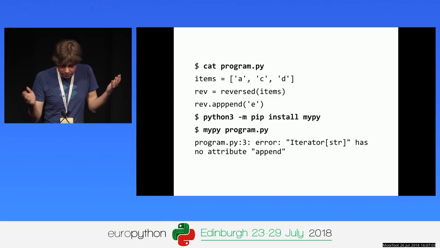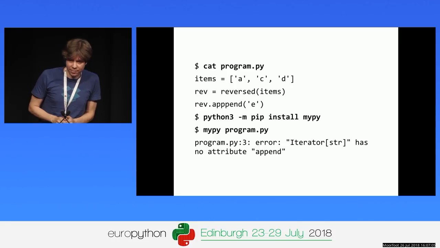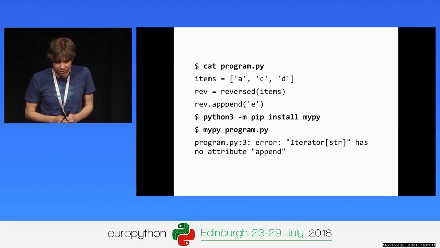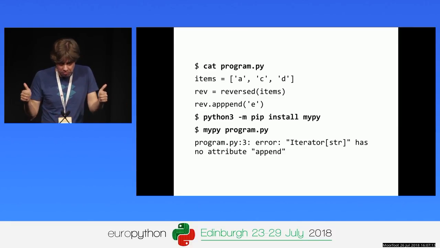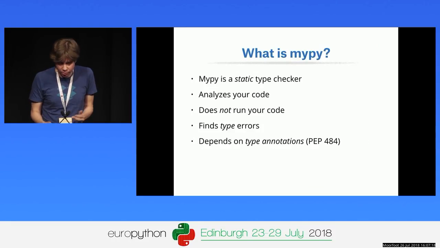And actually, it turns out that this program has an error. So reversed returns an iterator, and you can't append to an iterator. So great, Mypy found a bug. Nice. So what exactly is Mypy?